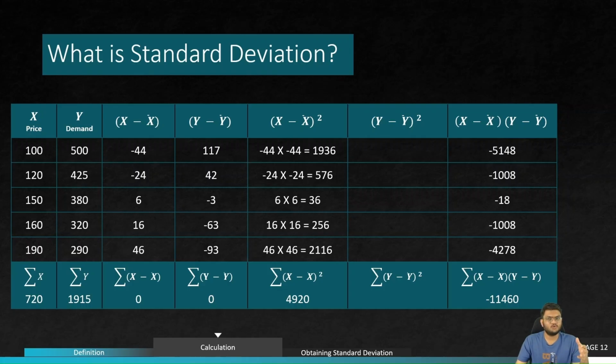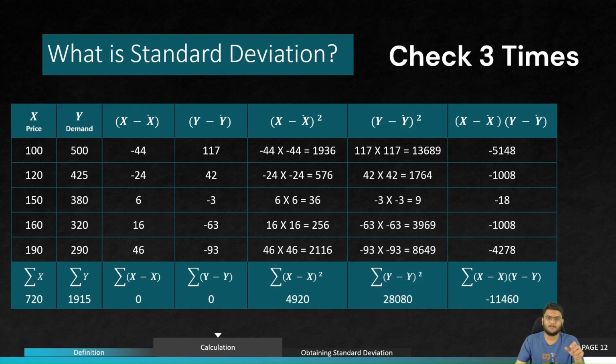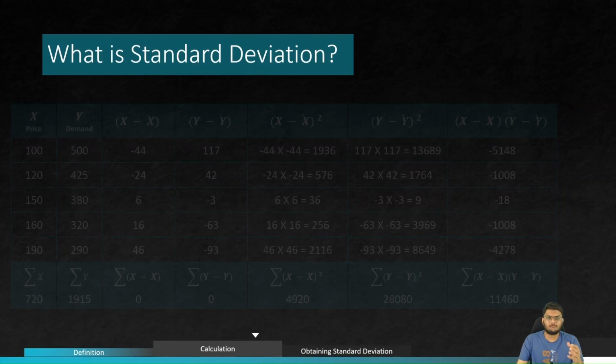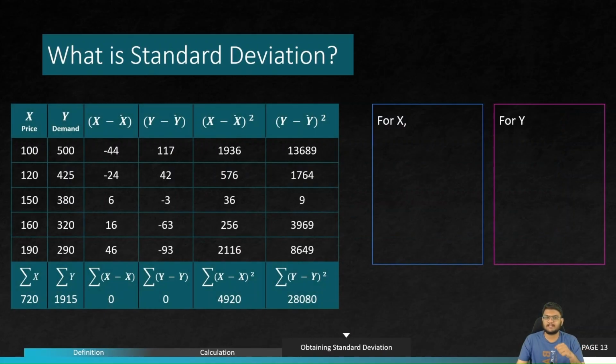For y we will do the same thing, 117 into M plus, 42 into M plus, minus 3 into M plus, 63 into M plus, minus 93 into M plus. So we will press the equals button 3 times to obtain the values and then press MRC to obtain the total, that is 28,080. So we have obtained the values.